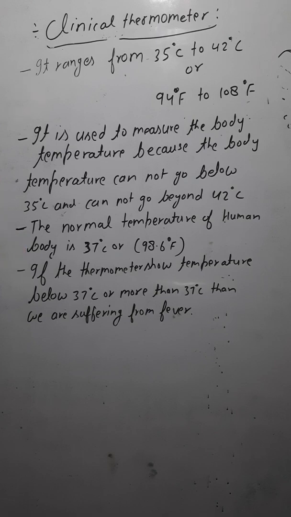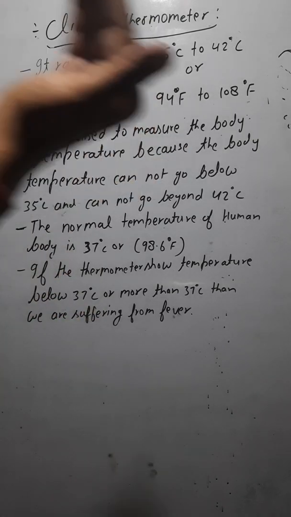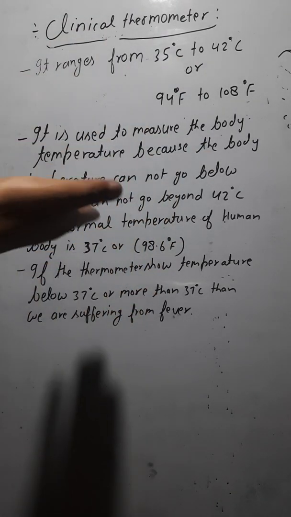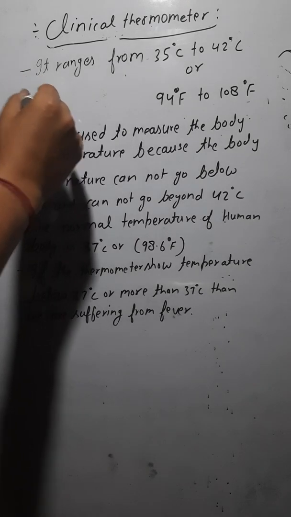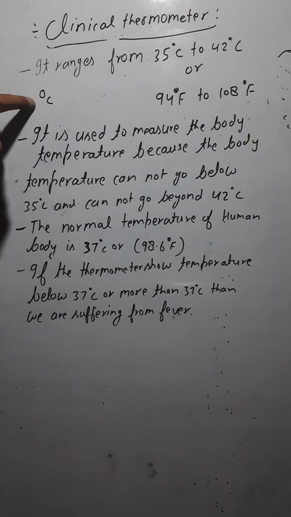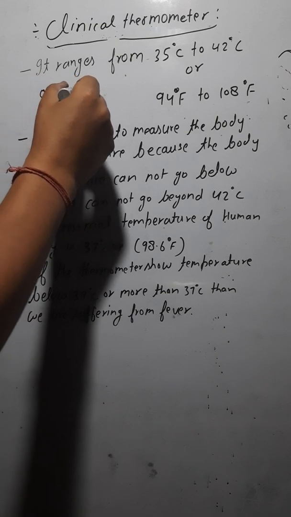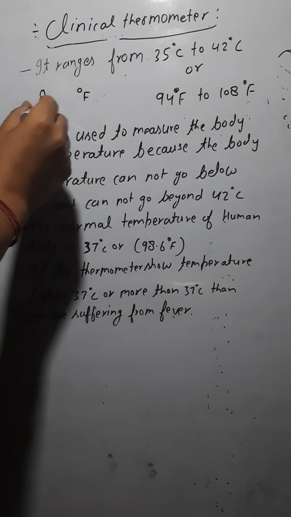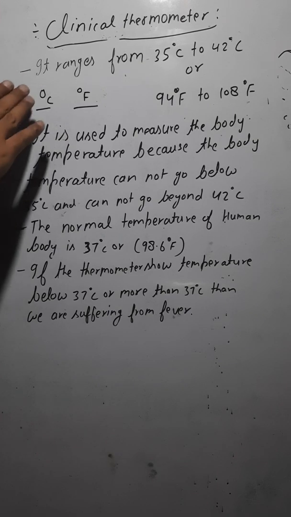Now before this, let me tell you the units for temperature. How would you measure it? Like we measure distance in kilometers and meters, but how would you measure the temperature? For that we have two units. The first one is degree Celsius, and the other is degree Fahrenheit. These are the two units used for measuring temperature.